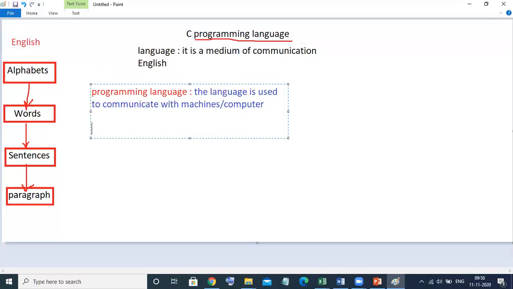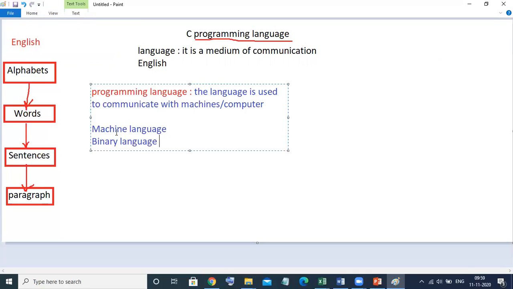It is also called machine language. Machine language is also called binary language. I will tell you each and everything, don't worry about that. The term programming language is nothing but a machine language.